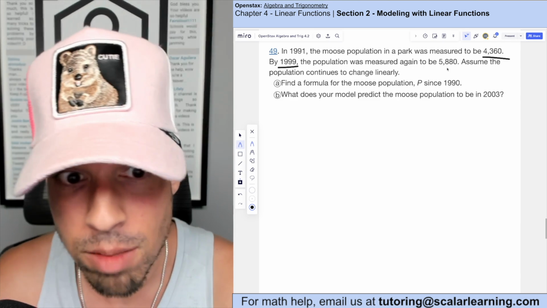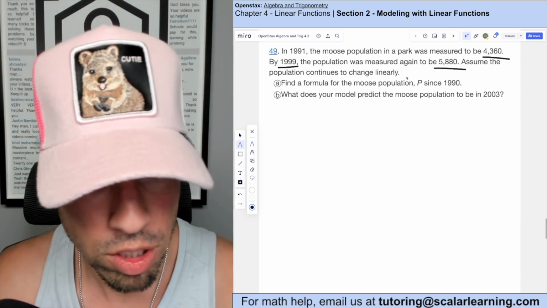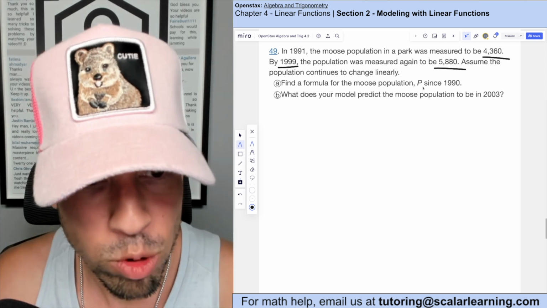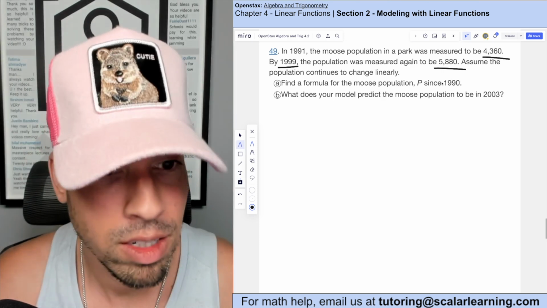In 1991, the moose population in a park was measured to be 4,360. And by 1999, the population was measured to be 5,880. Assume the population continues to change linearly. Find a formula for the moose population P since 1990, meaning 1990 is your time 0.